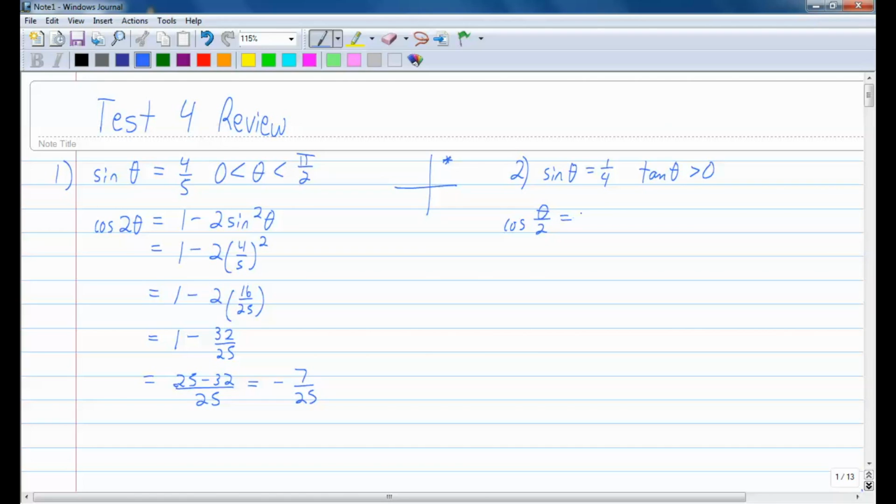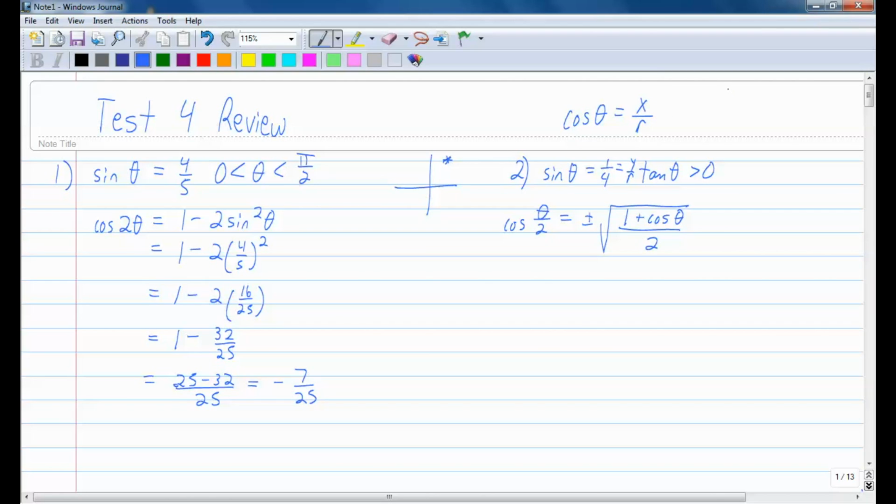My half angle formula for cosine is plus or minus the square root of 1 plus cosine theta all over 2. Since we're in the first quadrant, it's going to be positive, and then I need to figure out what the cosine of theta is. If I know I'm in the first quadrant and the sine of theta is 1/4, remember sine is y over r, so I can solve for x because cosine is x over r.